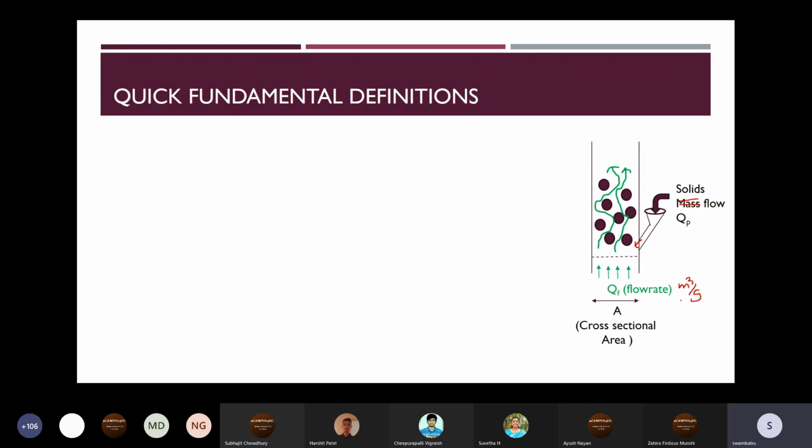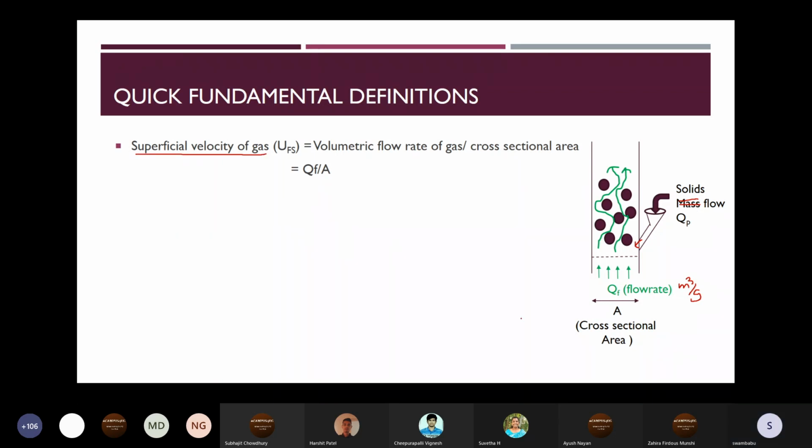Now we want to do some basic definitions. The first one is called the superficial velocity of the gas. That is nothing but the velocity at the entrance. Another way to say it is the velocity of the gas if there are no particles in the cylindrical pipe. If gas only flows through this pipe, the velocity of the gas is nothing but the superficial velocity.